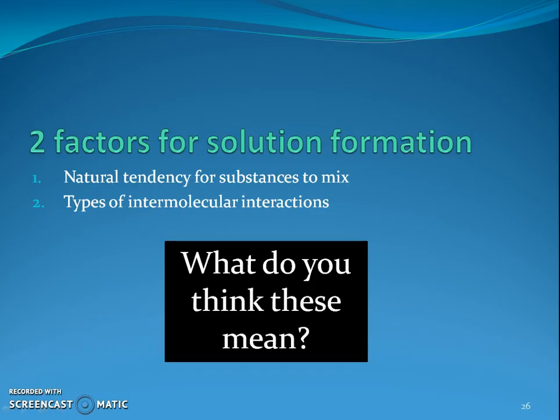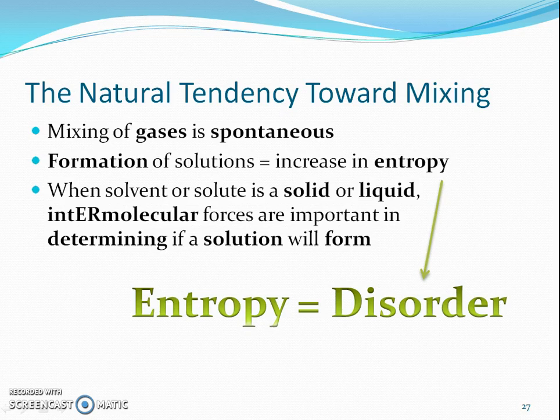So there are 2 factors, the natural tendency of those substances to mix on their own, and then of course the IMFs. So pause, what do those things mean to you? So the natural tendency is really the mixing, right? Is the mixing going to occur on its own? And when we think about gases, chapter 10, you should remember that mixing of gases is spontaneous. They do it on their own. They're going to naturally mix.